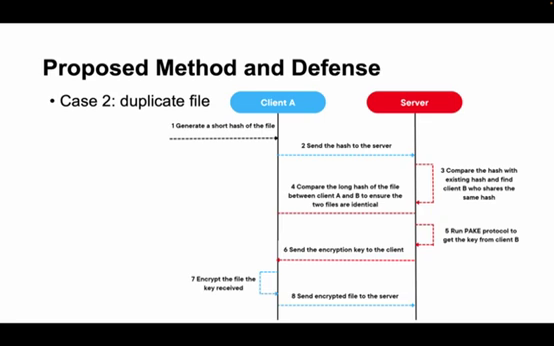Due to hash collision, those clients who have the same short hash may not have the same file. In the fourth step, the server will use some approaches to find a client B who has the same file as client A. Afterward, the server and the two clients will run the PAKE protocol to exchange the encryption key. Then client A will use the same key as client B to encrypt the file. Finally, client A will send the encrypted file to the server for storage.